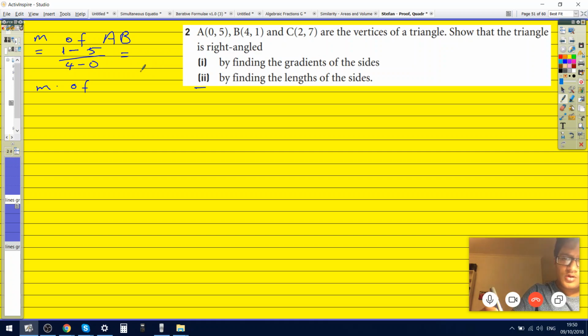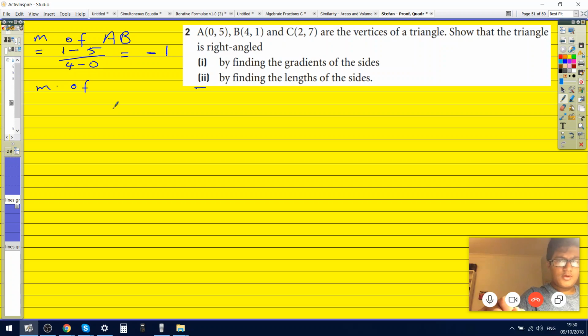Change in x is 4. Oh, sorry. So yeah, 1 minus 5 over 4 minus 0, which is -4 over 4. That is equal to -1.